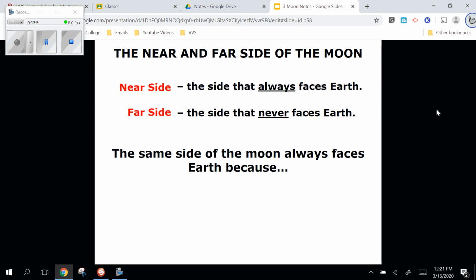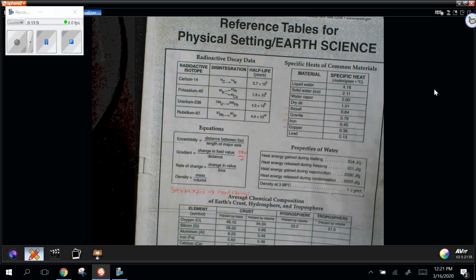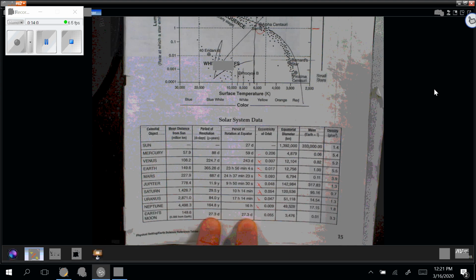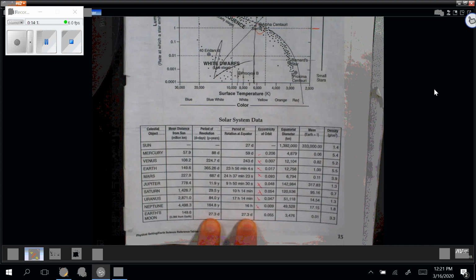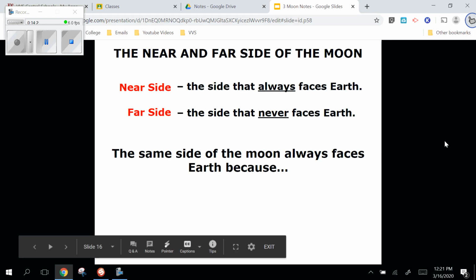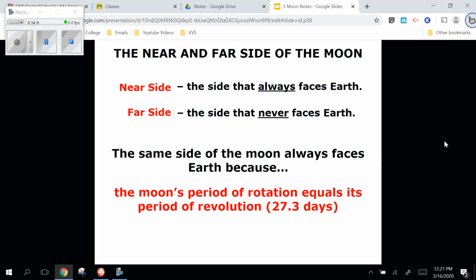All right, near and far side. Okay, because of the rotation and revolution rate of the moon, I'm going to show you that here right now. If we go to our reference tables, and we go to the bottom chart, notice that our rate of revolution and our rate of rotation for the moon is the same. It takes 27.3 days for both. Because of that, that keeps the same side of the moon facing Earth. It's rotating and revolving at the same rate.